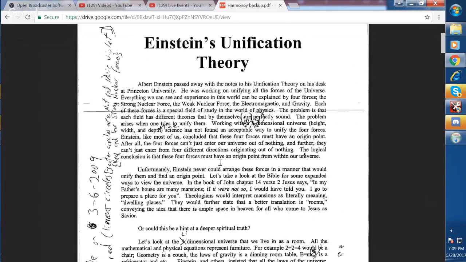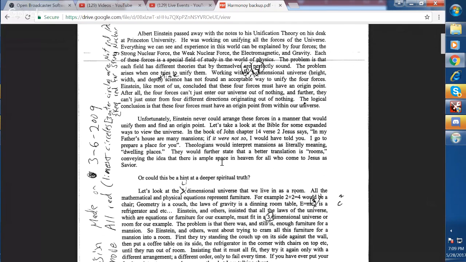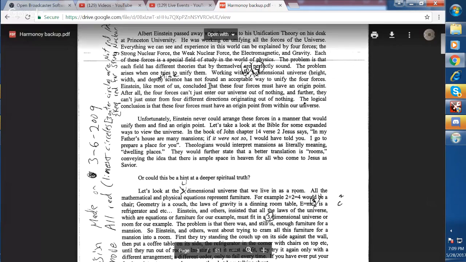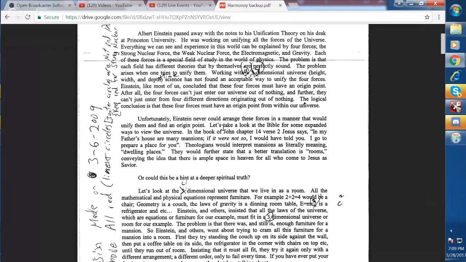Yeah, he was kind of wrong on that one, but that's where Einstein went wrong. His premise, his hypothesis, wasn't all encompassing. So unfortunately, because he was looking at it from the wrong perspective, Einstein never could arrange these four forces in a manner that would unify them and find an origin point.